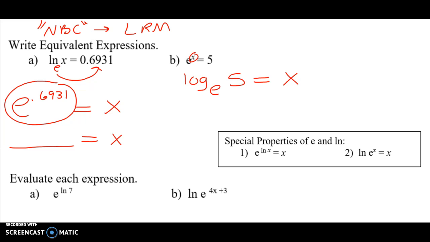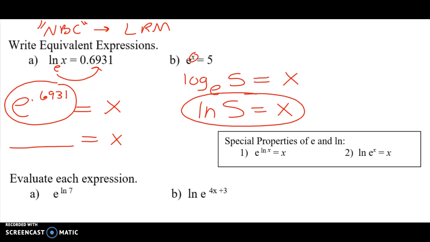Now you will never, do what? That's what I was about to say. You will never see log base e on a standardized test. So if you're a junior, well, you're all juniors and seniors. If you're on the ACT, they're never going to write log base e. You need to know that that is natural log. So this here, natural log of 5 equals x, is your answer.